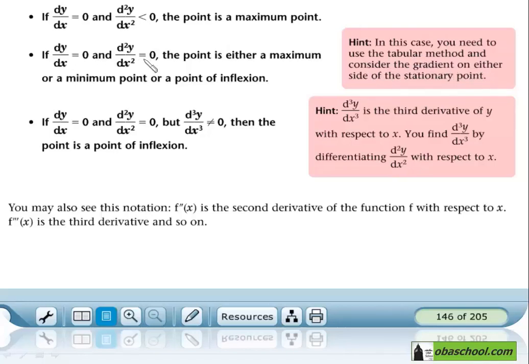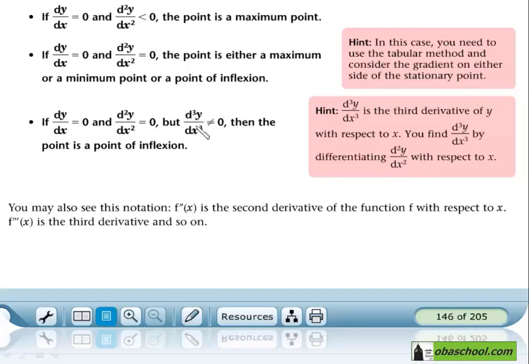Okay, now sometimes you may find the third derivative of this function. So dy over dx is 0, d2y over dx squared is 0, but the third derivative is not equal to 0. Then the point is a point of inflection.